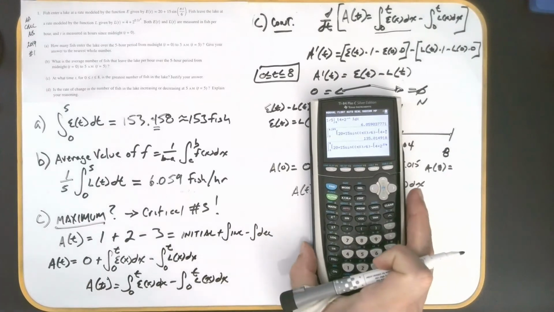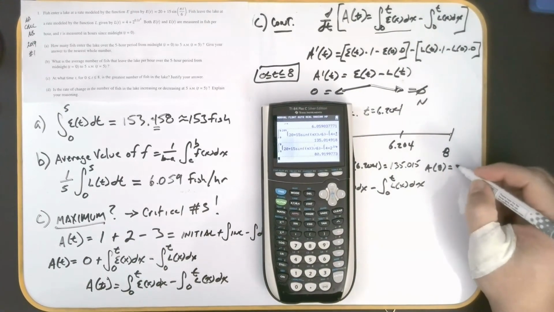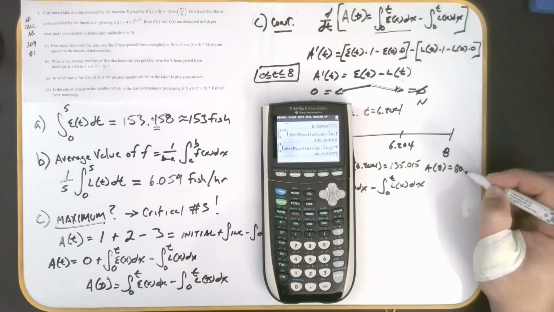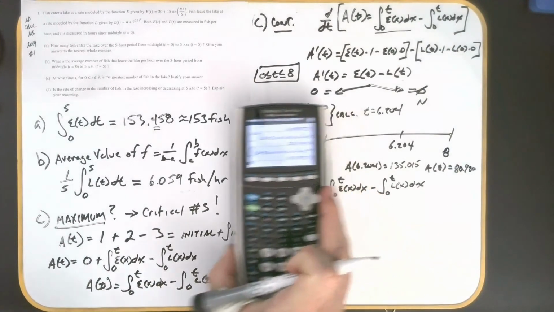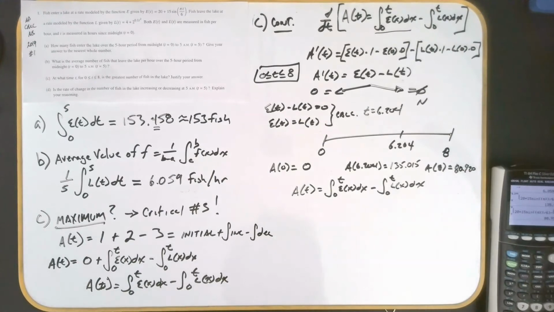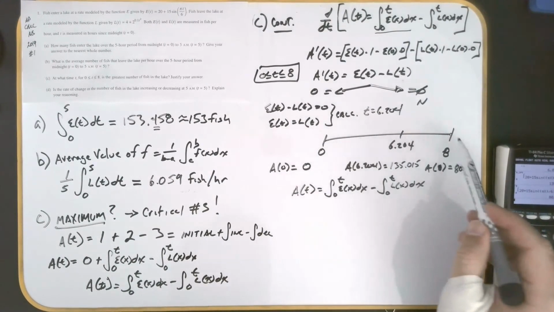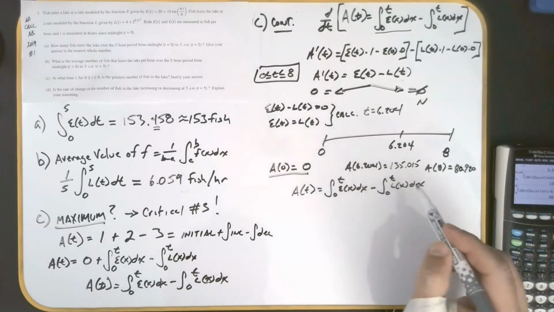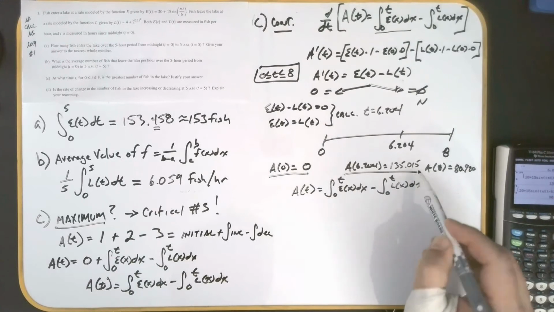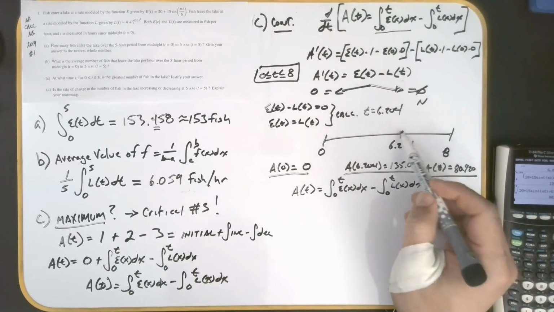And let's see what happens at the end of the day. Looks like we get 80.9, rounded here, we get 80.920. Okay, so just to review what we just did there, so after we got our critical number, instead of testing for increasing and decreasing and all of that, we just tested the values. So at the beginning of the day, time frame, there was 0. At 6.2, it was 135, and at the end of the day, it was 80.9. So actually, it turned out this was the maximum.